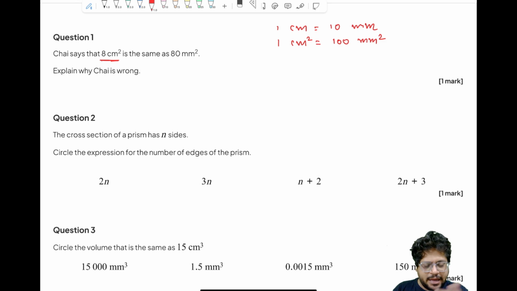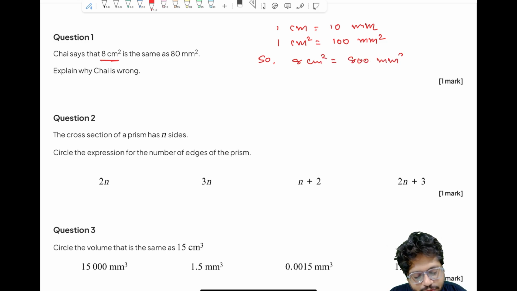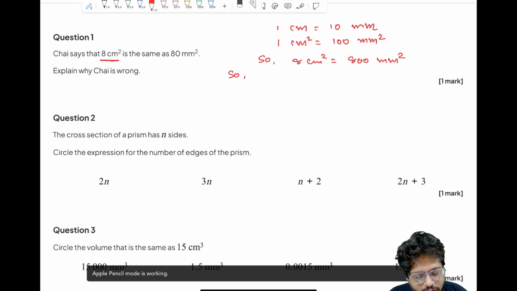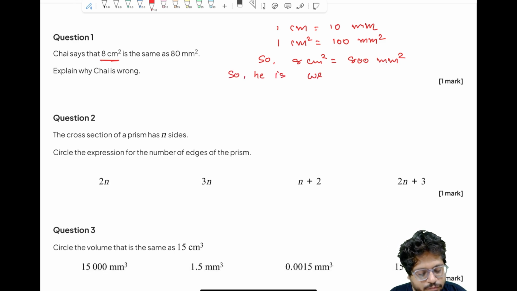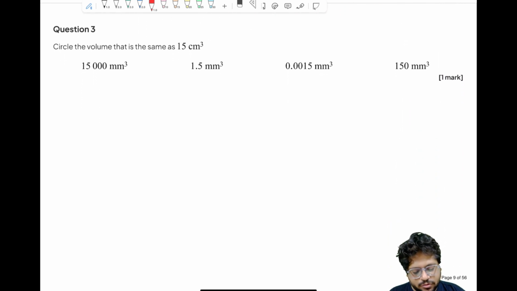It's basically times 100. Whatever the centimeter square is, times 100 will be the mm square. So 8 centimeter square is nothing but 800 mm square. So he is wrong. Clear? See the second question. The cross section of the prism has n sides. Circle the expression for the number of edges of the prism. This question we will cover later, because there is a formula for that which will be covered in that symmetry chapter only. So don't mind right now. Just directly go to question 3.